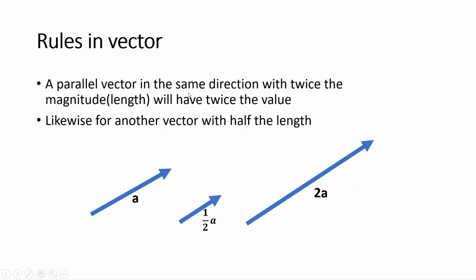Now with a parallel vector, that means their direction is exactly the same but with twice the magnitude. So we have A, half A, 2A. Basically the only difference between these three is their magnitude. They are all in the same direction, still parallel to each other, but their magnitude is different. I think quite easy, right?